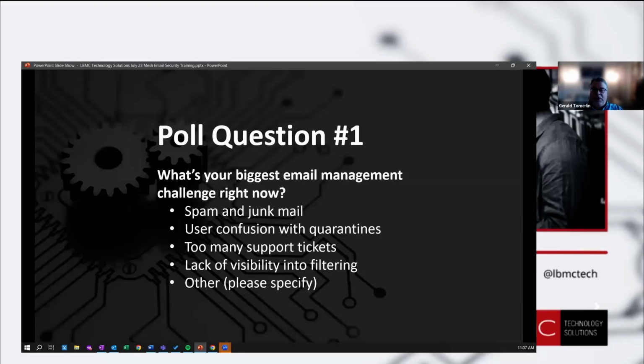And with that, we come to the first poll question. Our first poll question is, what's your biggest email management challenge right now? Some of the options are spam and junk mail, user confusion with quarantines, too many support tickets, lack of visibility into filtering, or other. Looks like most results were user confusion with quarantines or lack of visibility into filtering. I think those were the top two. All right. Thank you, everybody, for participating.